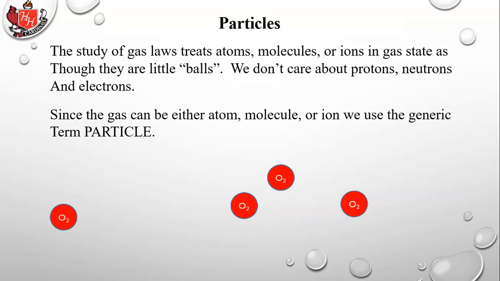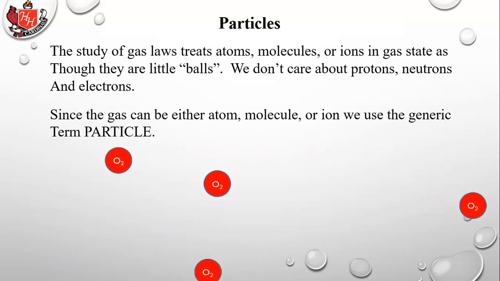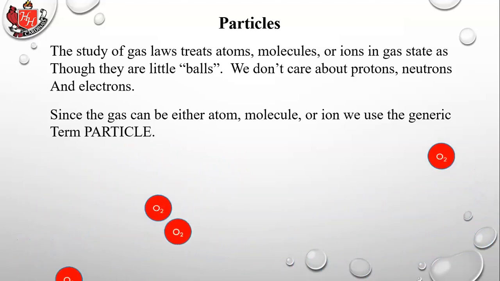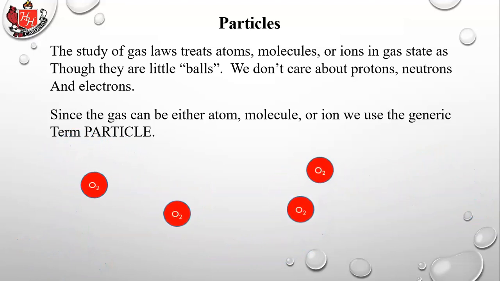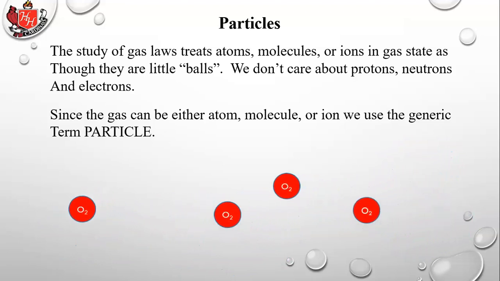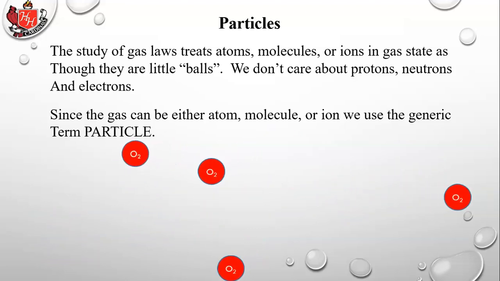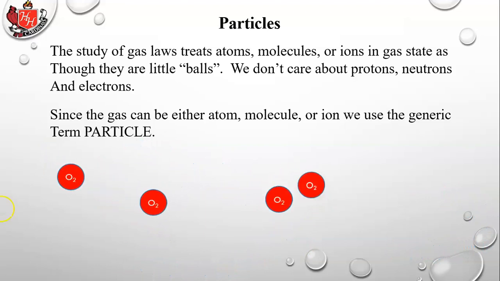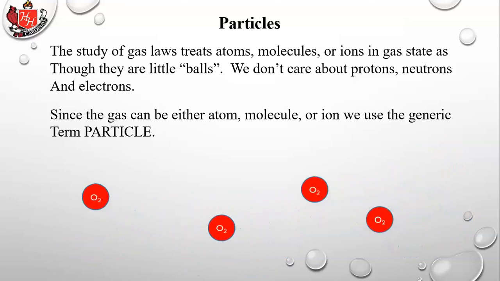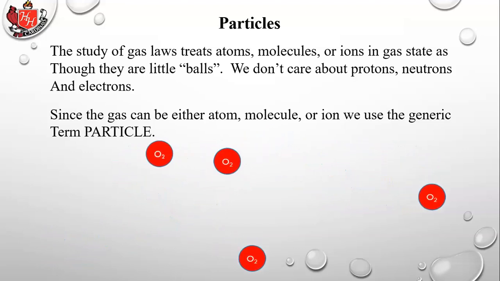So, the study of gas laws treats atoms, molecules, and ions in gas state as though they're little balls. We don't care about protons, neutrons, and electrons. You're not going to hear us in this unit mention anything about them. Now, that doesn't mean that gases don't take part in chemical reactions, covalent bonds, and so forth. When we're studying the laws that are unique to gases, we don't think about those things. Since the gas can either be atom, molecule, or ion, we use the generic term particle. So if you hear us talk about the word particle, it simply means either an atom, a molecule, or an ion.